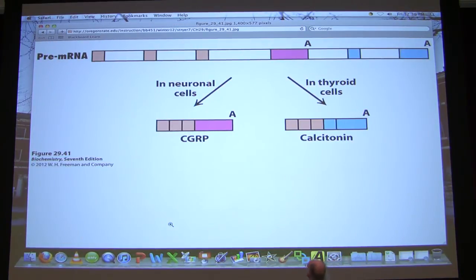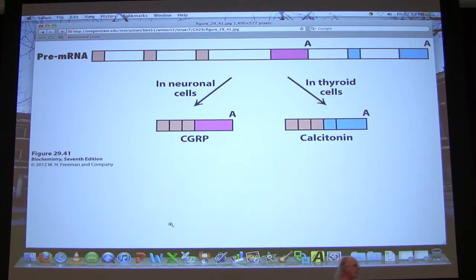Here depicts a pre-messenger RNA. That's an unspliced messenger RNA for a protein known as calcitonin. In neuronal cells, exons 1, 2, 3, pink, 1, 2, 3, pink, one version of calcitonin is made. In thyroid cells, a different version. Same coding region, but now the blues get attached to that. This mixing and matching of exons provides diversity. It provides for different proteins to be made in different tissues, starting with the same coding region.